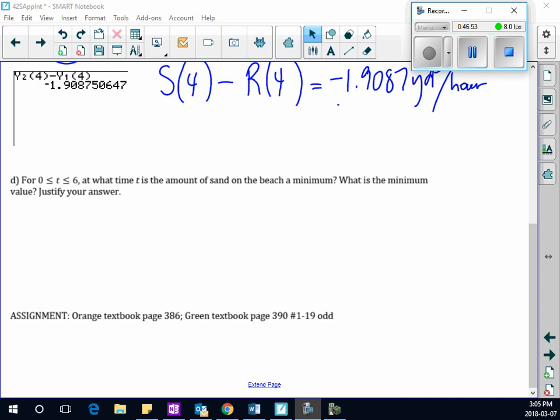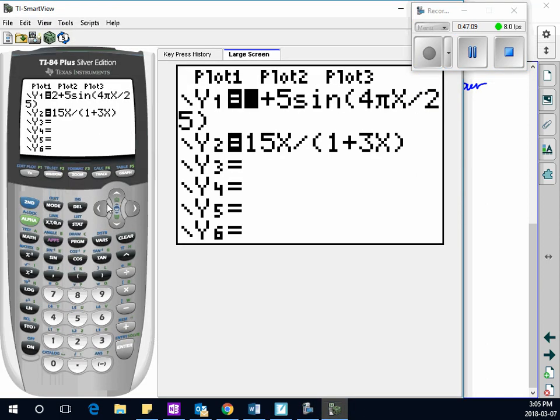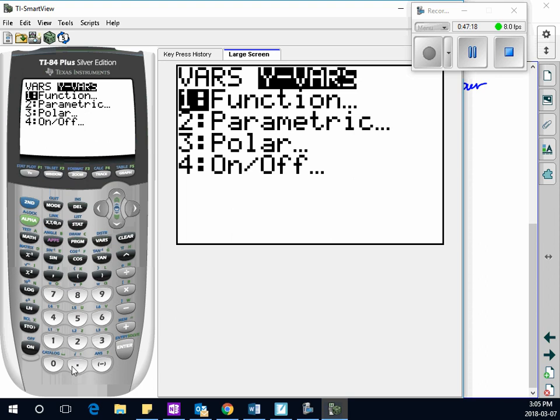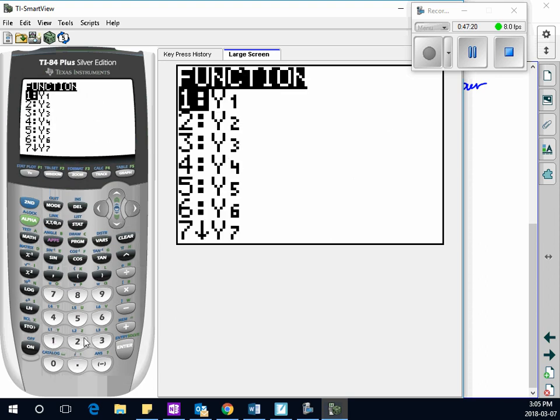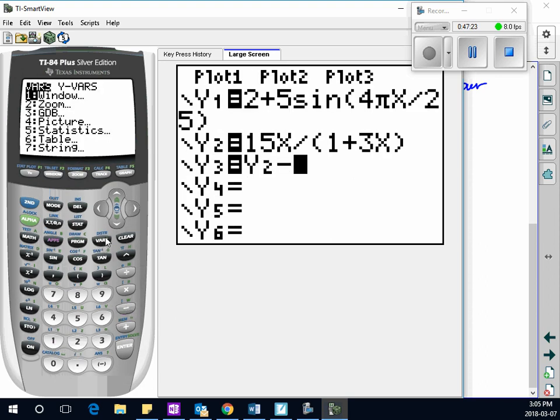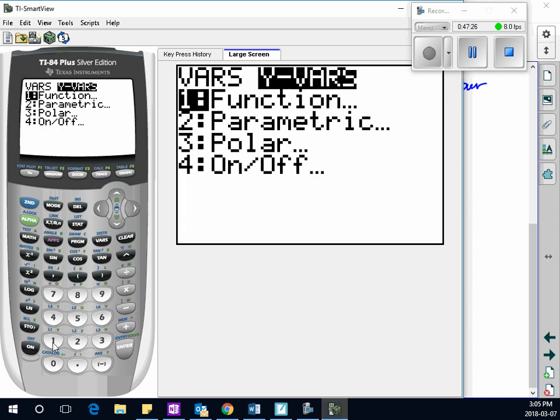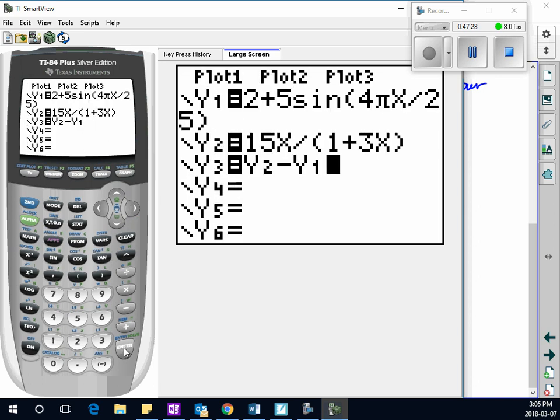Did we actually graph this at all? We haven't graphed this. What's a significant thing when we're actually figuring this out? We should actually graph this, so let's do that. Go to your y and make y3 y2 minus y1. Subtract y1. Everybody good?